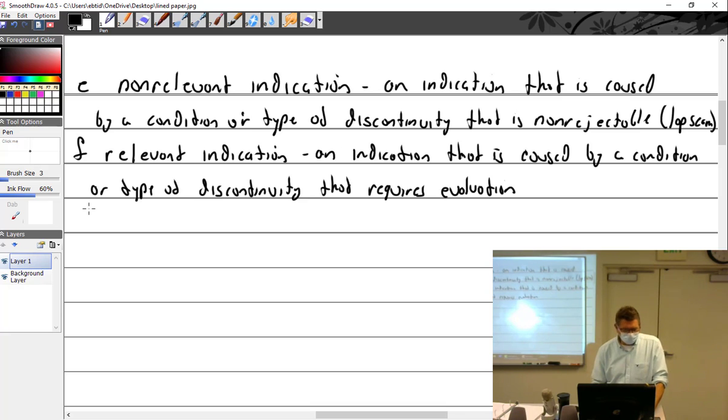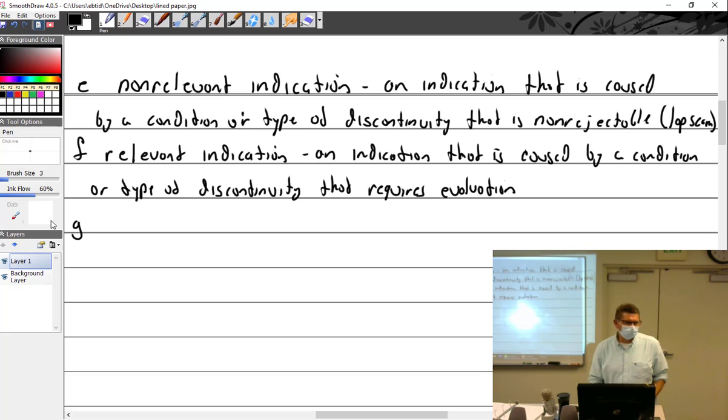You know, thankfully for me, in my job in NDT, it kind of stopped there. A relevant indication for me was cause for rejection. So I kind of lumped it in. Well, I'm being a little too general, but if you look at the definition here, non-relevant indication, an indication that is caused by a condition or type of discontinuity, meaning there is a discontinuity that is non-rejectable.